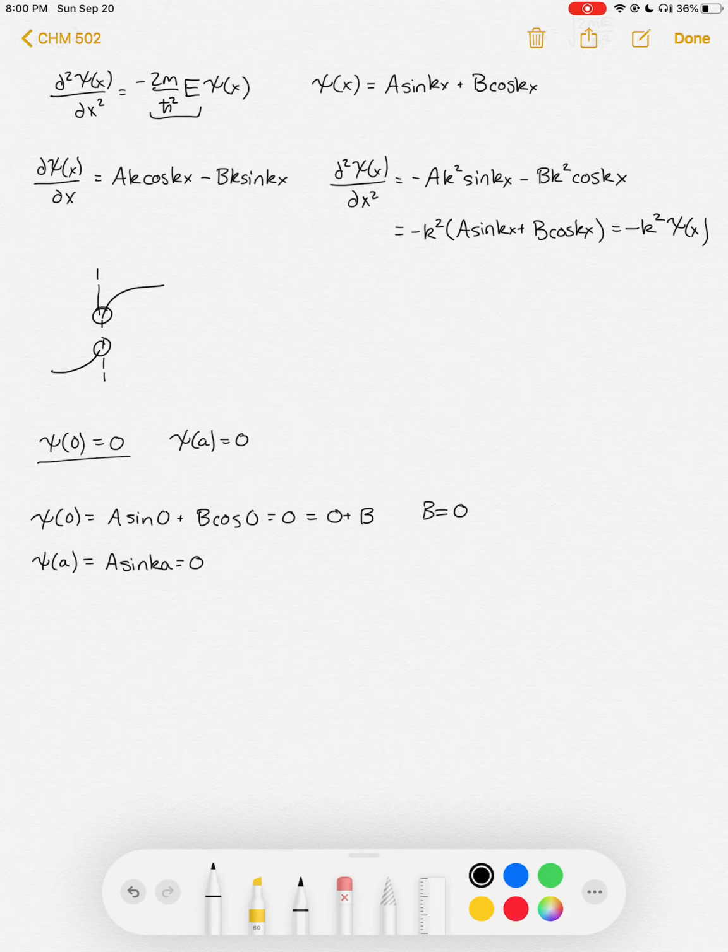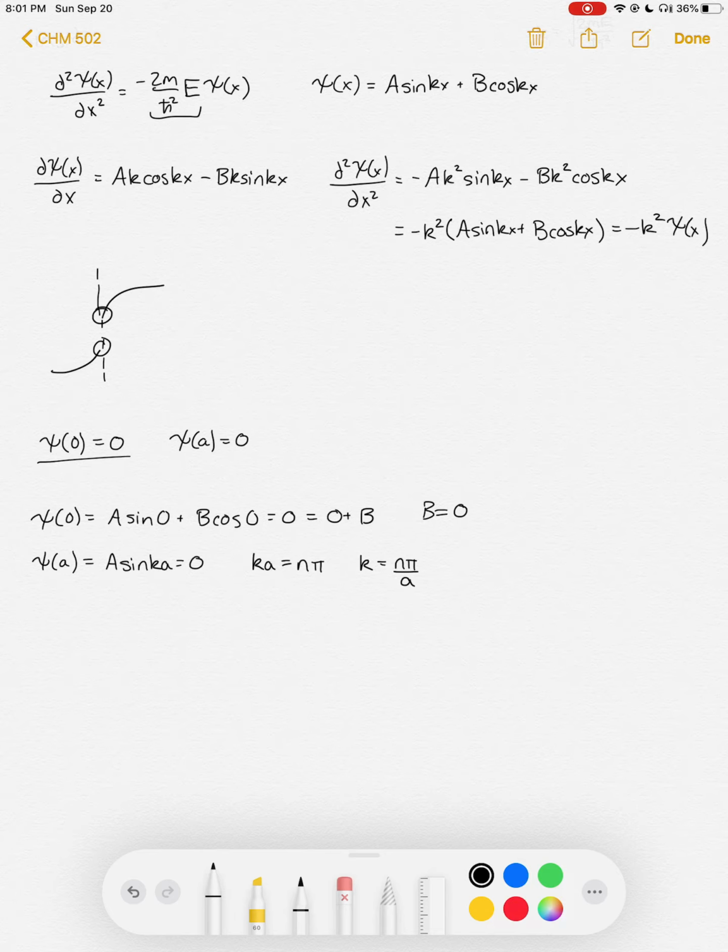Now, we have two options. One of the options is that A is equal to 0, but that's going to give us a 0 wave function, so that's not a good one. The remaining option is that sine of ka must be the part that equals 0. Sine is equal to 0 at every integer times pi. So that means that the term inside the sine, our ka, has to equal n pi. Every time it's equal to an integer times pi, that's going to return 0. So here we get that k is equal to n pi over a.